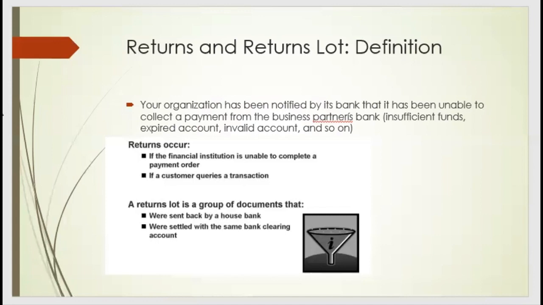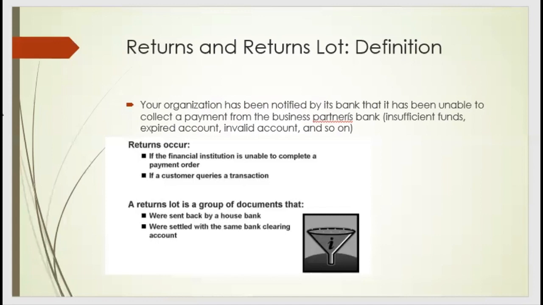So returns occur if the financial institution is unable to complete a payment order. So payment order from whom? From the utility company. Now, who is clearing that? Bank. Now the bank has no validations, so they stop that and they create a return process. That means this return comes to the utility company. That means whatever the amount you closed against the payment, that needs to be reopened.